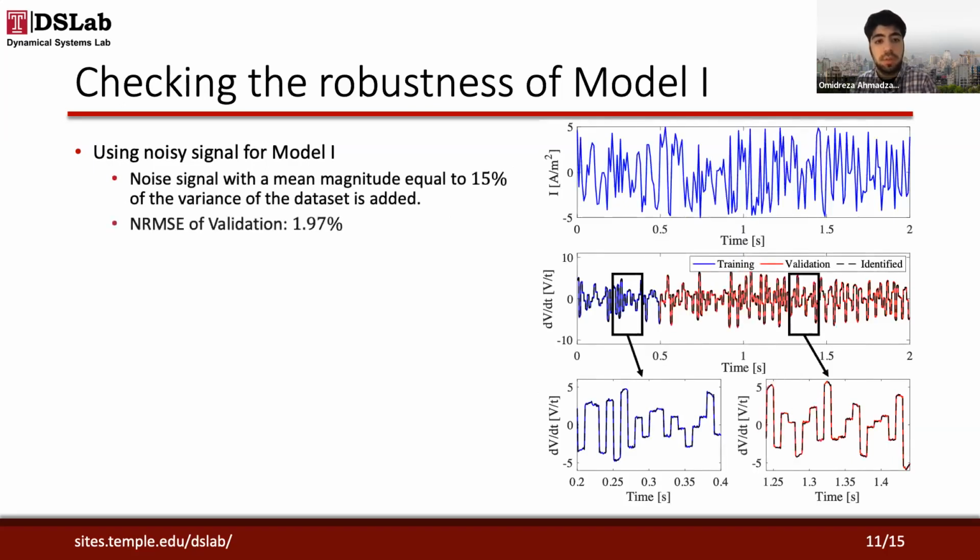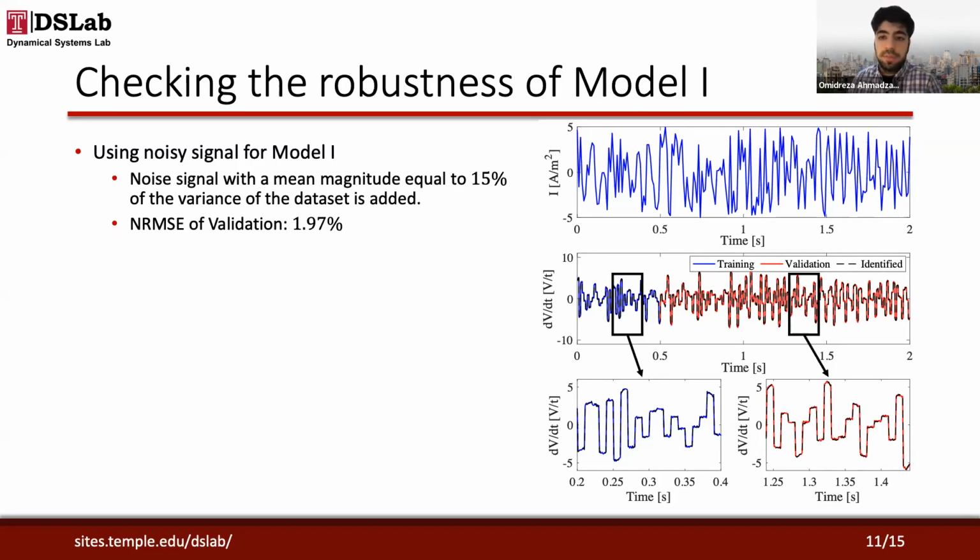For checking the robustness of model 1, we use a noise signal with mean magnitude equal to 15% of the variance of the data set. We again use half a second for the training part and 1.5 seconds for validation. The normalized root mean square error for validation is 1.97%, and it shows that the system is robust to the noise as well.